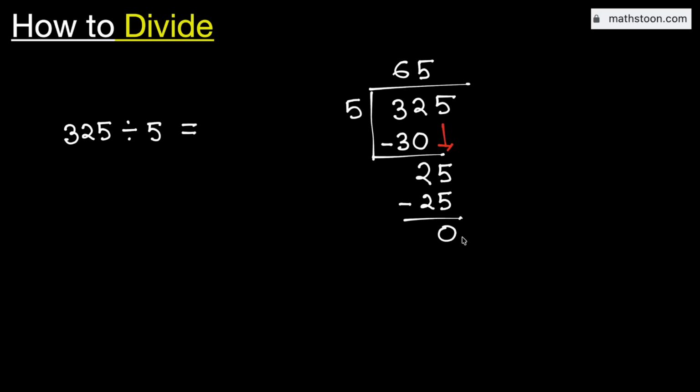As we have got the number 0 and there is no number to bring down here, so we will stop. Therefore, 325 divided by 5 is equal to 65. And this is our final answer.